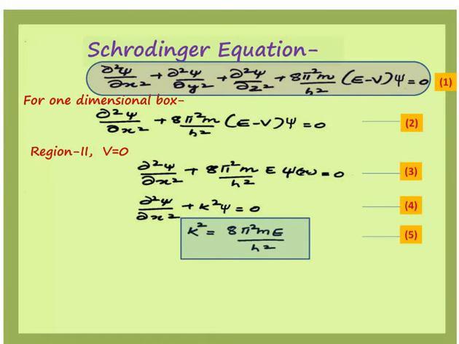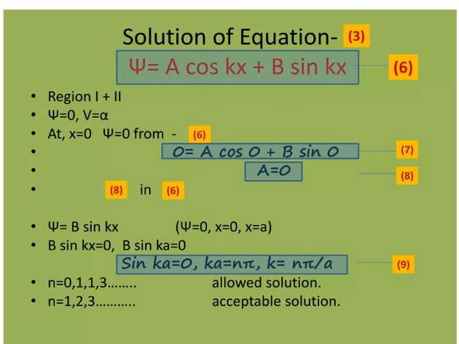Now Schrodinger equation, you can see this is equation 1 for the one-dimensional box. This is equation 2, and in region 2 the potential energy is 0. Then you will get k square is equal to 8 pi square m E by h square, equation 5. Now solution of the equation: psi is equal to a cos kx plus b sin kx. Then region 1 and region 3, psi is equal to 0, V is equal to infinity. At x is equal to 0, psi is equal to 0, so 0 is equal to a cos 0 plus b sin 0, a is equal to 0.